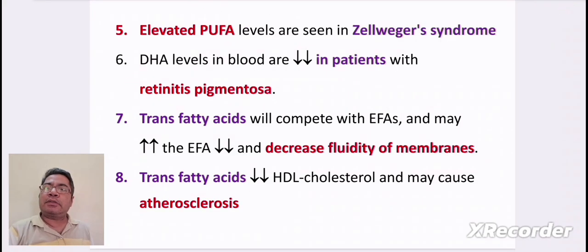Elevated PUFA levels are seen in Zellweger syndrome. DHA levels in blood are decreased in patients with retinitis pigmentosa. The trans fatty acids will compete with EFAs and may increase the EFA deficiency and decrease fluidity of membranes. Trans fatty acids decrease the HDL cholesterol and may cause atherosclerosis.